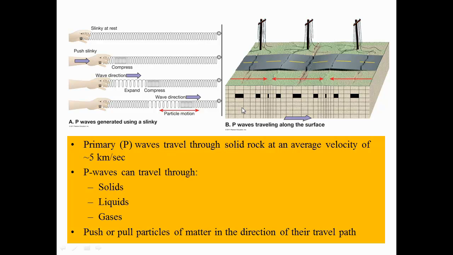And this is how P waves travel through Earth materials, as shown in the block diagram towards the right. Essentially a series of compressions and expansions, particle motions parallel to the overall direction of wave travel. Does everybody see this? Yeah.